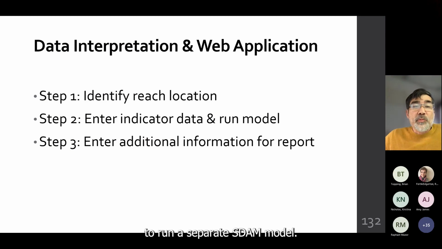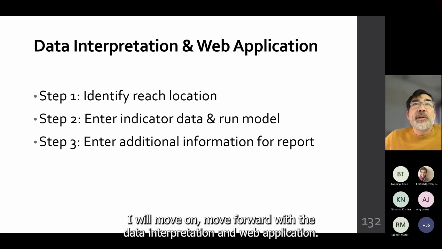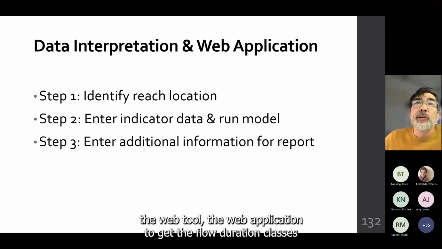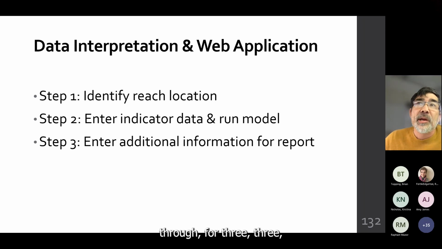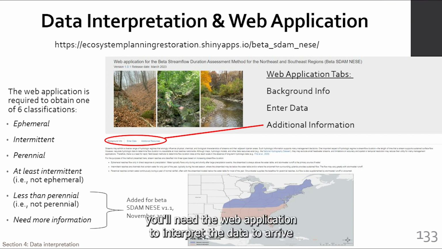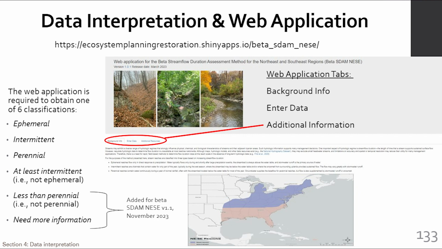I will move forward with the data interpretation and web application. For this, I'll be talking about the web tool, the web application to get the flow duration classes through three steps. First step. As Brian mentioned earlier, you'll need the web application to interpret the data to arrive at one of four classifications for the assessed reach.